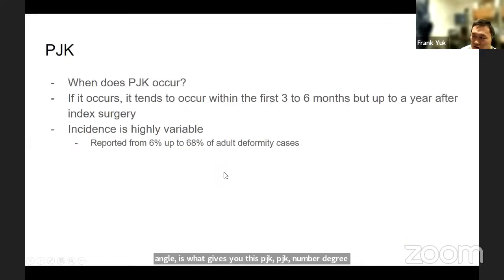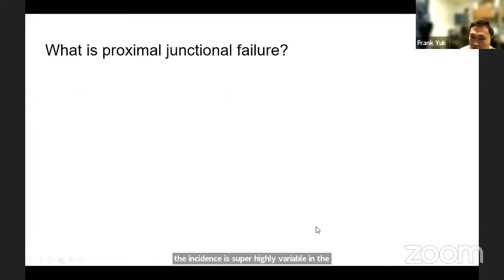And so when does it occur? If it occurs, it tends to occur within the first 3 to 6 months, but up to a year after the index surgery. And the incidence is super highly variable in the literature, from 6% all the way up to 68% for adult deformity cases. And then if we talk about proximal junctional kyphosis, we always talk about proximal junctional failure in relationship to that. And what is proximal junctional failure, Matt?